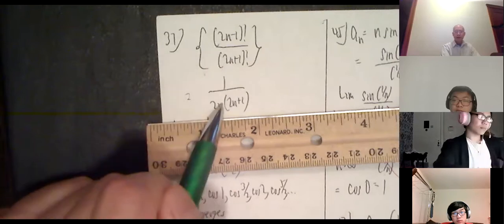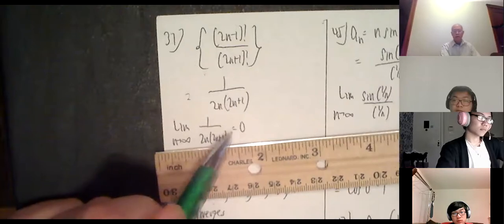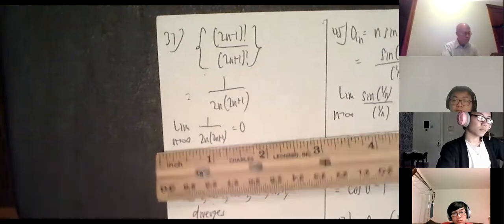So this simplifies to this. All right, and that's easy. Limit as n approaches infinity of this is 0. The bottom gets big, the top is 1. Limit is 0.